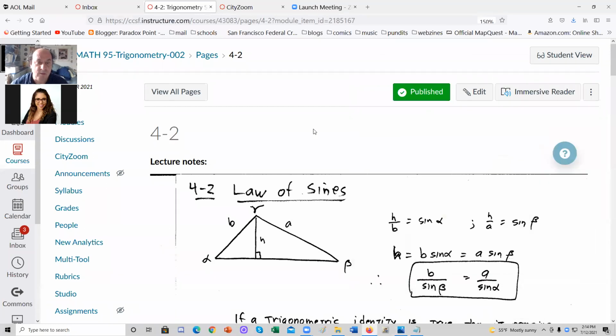All right. For today, we move on to section 4.2. Now we're seriously getting into actual triangle measuring. This is the law of sines, which will enable us to solve various kinds of triangle solution problems: angle, side, angle; side, side, angle; and so on.